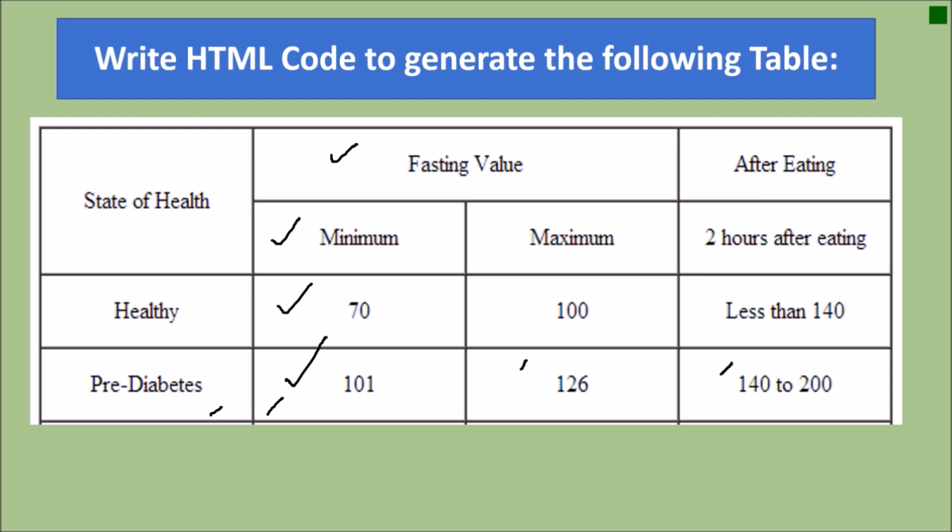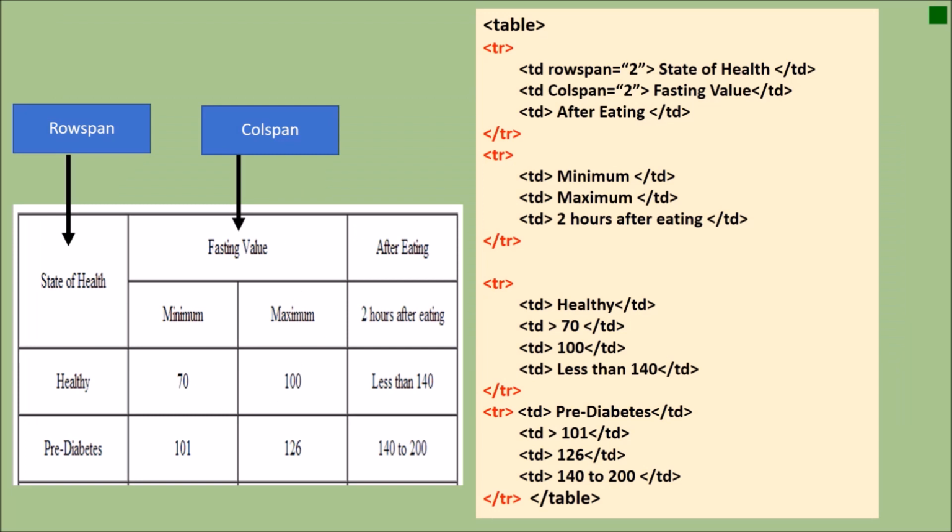Now let's see how we will write the code. First table, closing table. Under table we will start with the tr, closing tr. TD rowspan equal to 2. This is for state of health. Then next TD, it is merging two columns, so fasting values. After that there is no merging, so a normal TD is written. And closing tr, end of one row.